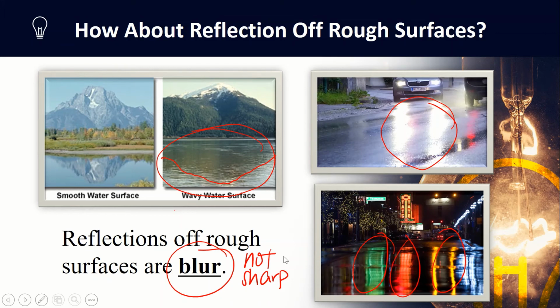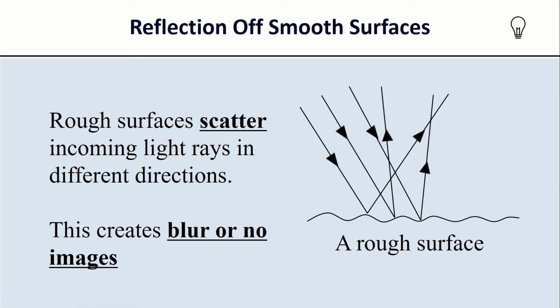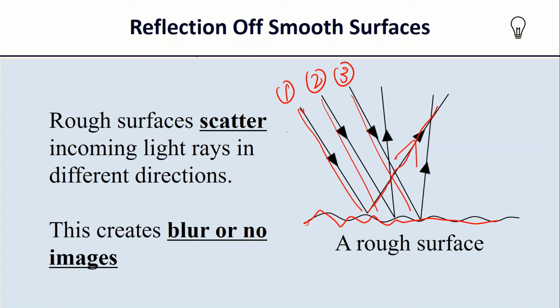Okay, so why is it that reflections of rough surfaces are not sharp? Let's take a look here. Same as the case just now, there are 3 light rays coming in parallel from some object. Again we can call them light ray 1, 2, and 3. Now because of the unsmooth surface, you can see that all the light rays reflect off at different angles. So this is reflected ray 1. Light ray 2 reflects off here, while light ray 3 reflects off here. So after reflecting off this rough surface, light rays 1, 2, and 3 now travel in different directions.